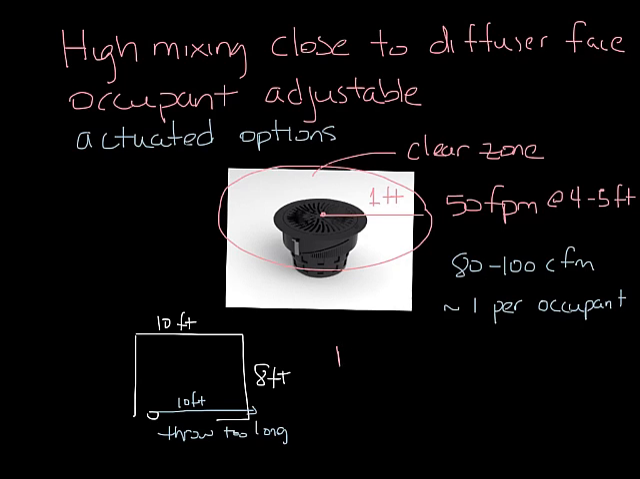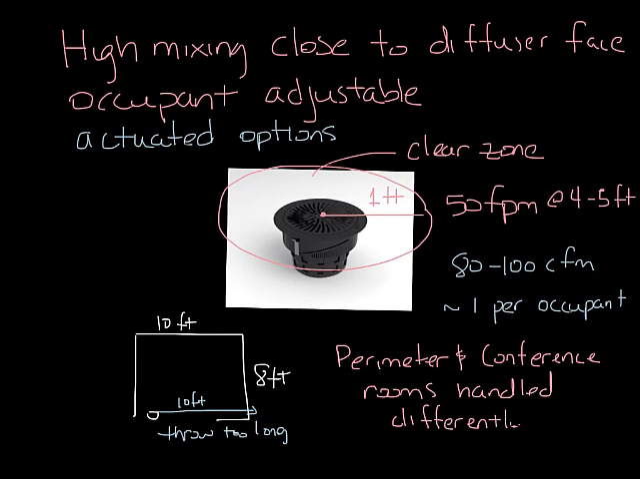Areas of varying load, like the perimeter or conference rooms, are handled a little differently. These areas often have fan-powered boxes or other equipment that helps handle the higher loads. We'll cover this in a future podcast.